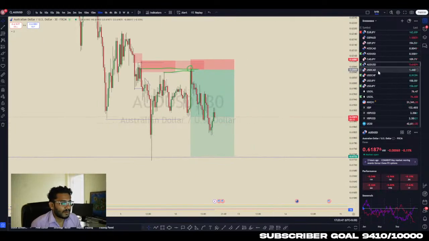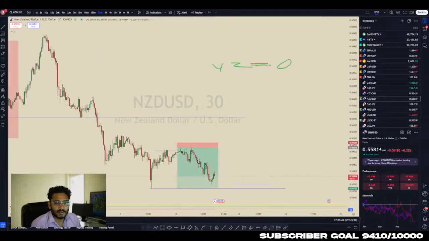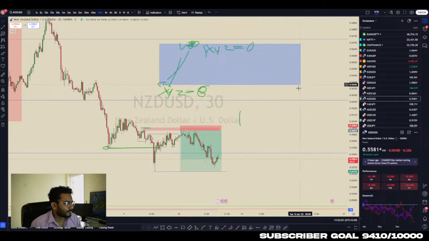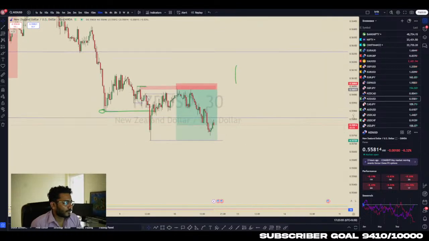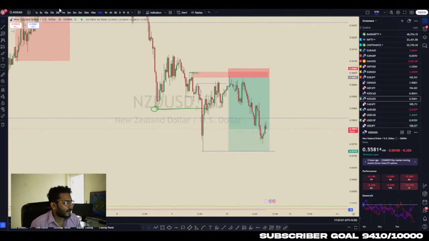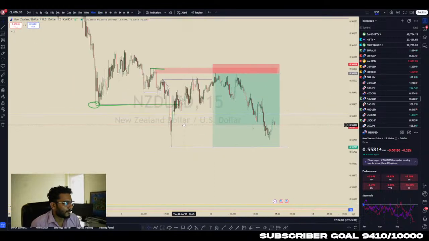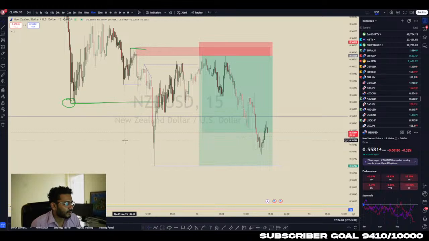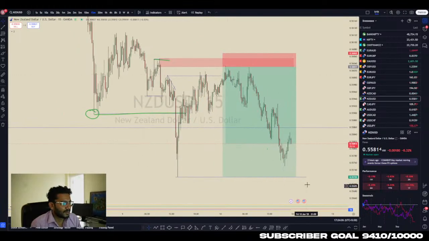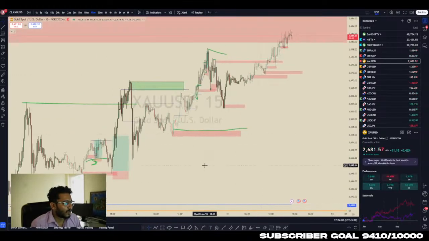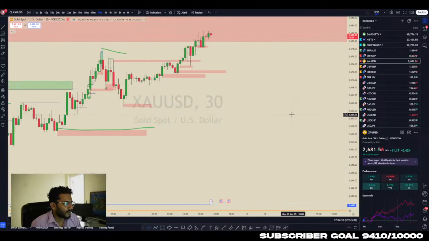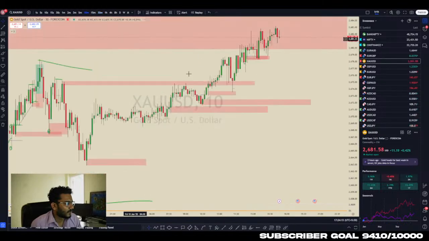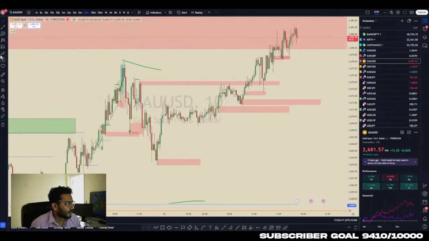Same on the NZD USD. I also shared the logic. On NZD USD it's basically the same. Price broke the structure, induced this high, broke the major structure to the left side, induced these highs, and then started to go down. On gold, yesterday I was looking for a sell side entry at this order block, but then price gave us a correction.